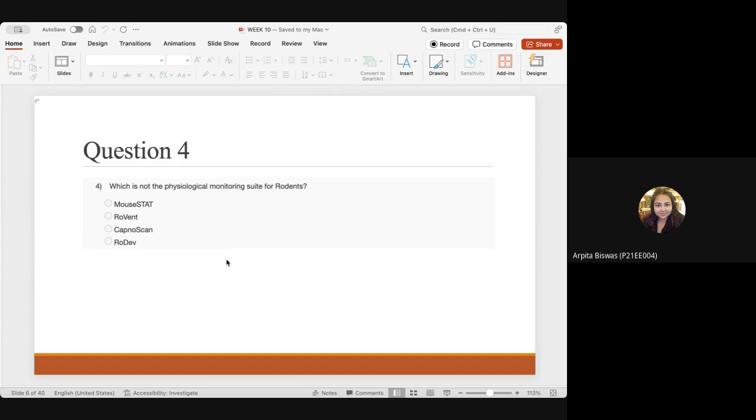What is not a physiological monitoring suite for the rodent? First option is the MouseOx, second is the RO-Vent, third option is the CapnoScan, and option D is the RO-Dave. So which is not a physiological monitoring suite for rodents?